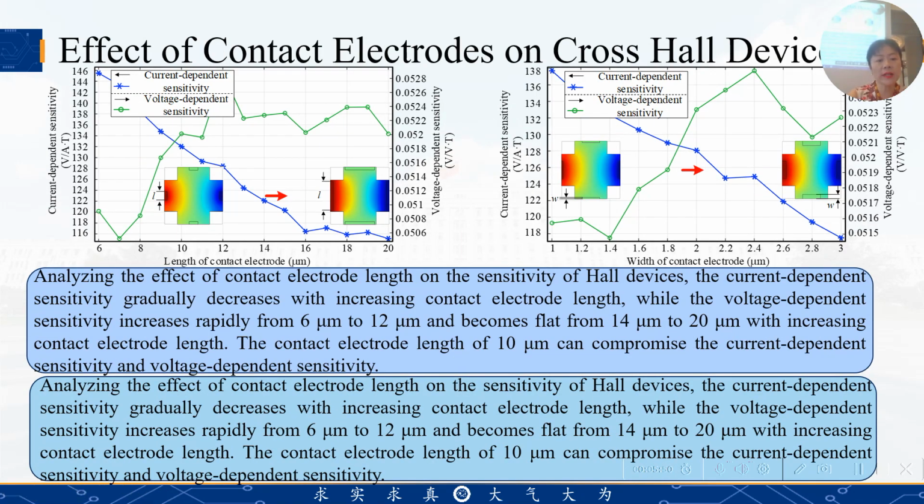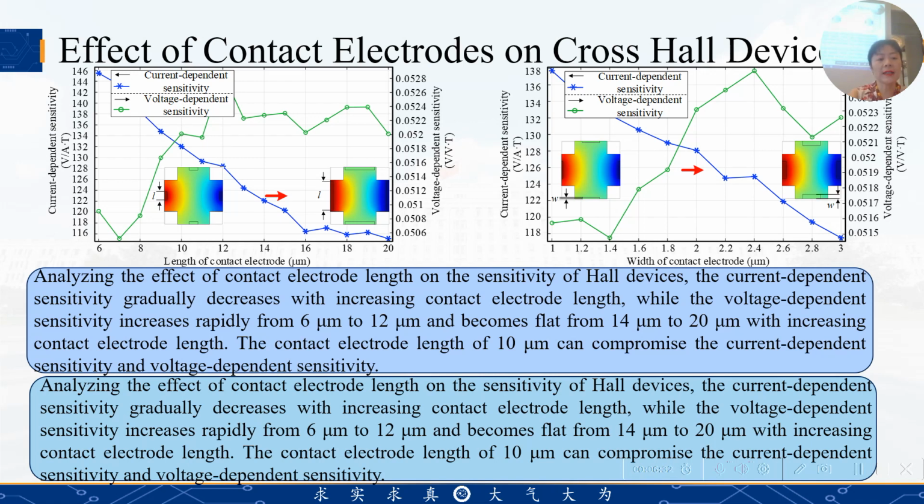Analyze the effect of contact electrode length on the sensitivity of Hall devices. The current-dependent sensitivity gradually decreases with increase of contact electrode length, while the voltage-dependent sensitivity increases rapidly from 6 to 12 and becomes flat between 14 and 20 with increasing contact electrode length. The contact electrode length of 10 micrometers can compromise the current-dependent sensitivity and voltage-dependent sensitivity.